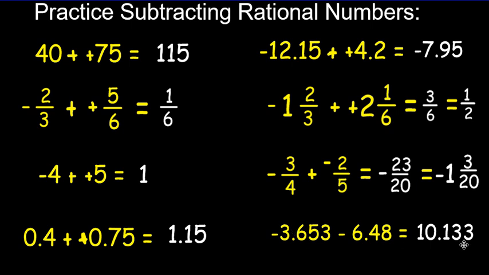And our last one, I just gave it away, but when you do keep, change, opposite, you have two negative values, which is just like adding two positive values, but we have to realize our sum would be a negative 10.133. So I hope that helped you out with understanding subtraction of rational numbers.